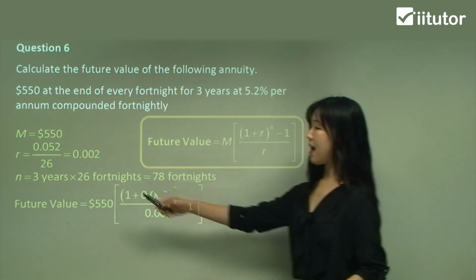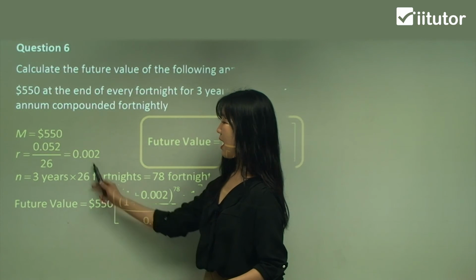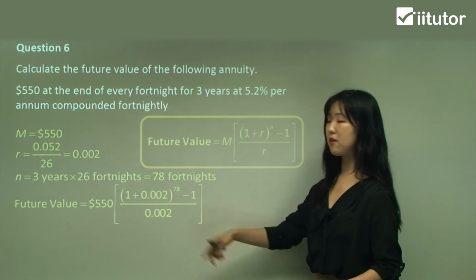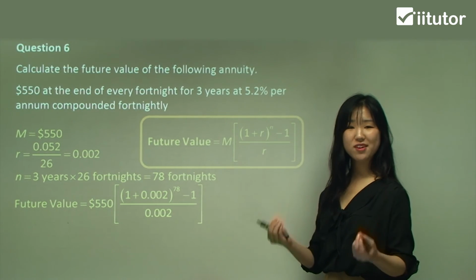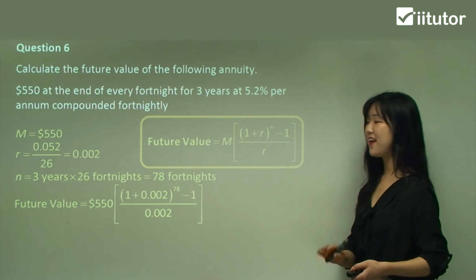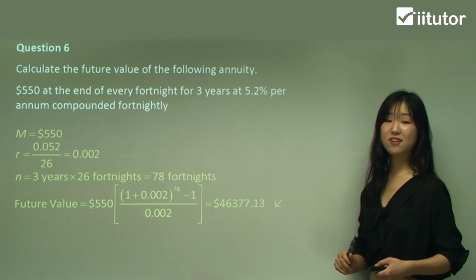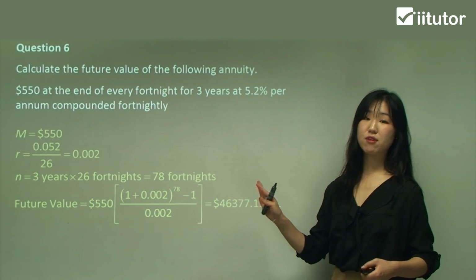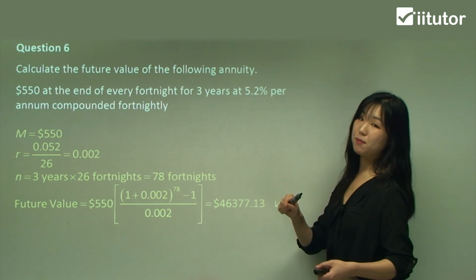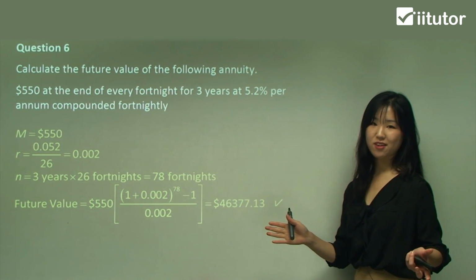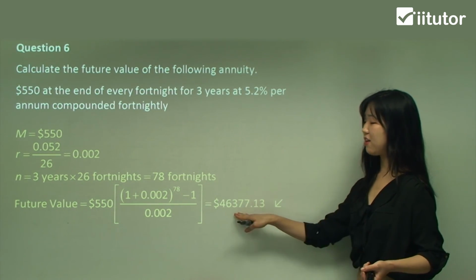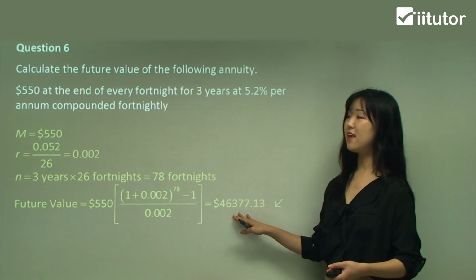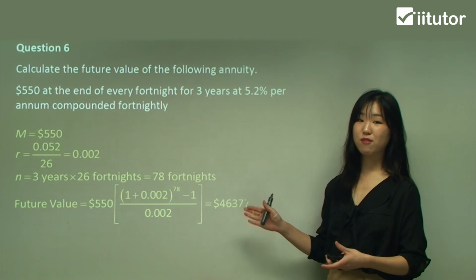So our M is 550, our rate goes into that and that. Our power, make sure you keep all the brackets, make sure you do it really carefully in your calculator and calculate it. That's what you should have. So our investment of $550 every fortnight over a 3-year period, every single fortnight, grows to that much eventually at the end. That's how we use the annuity value formula by using future values.